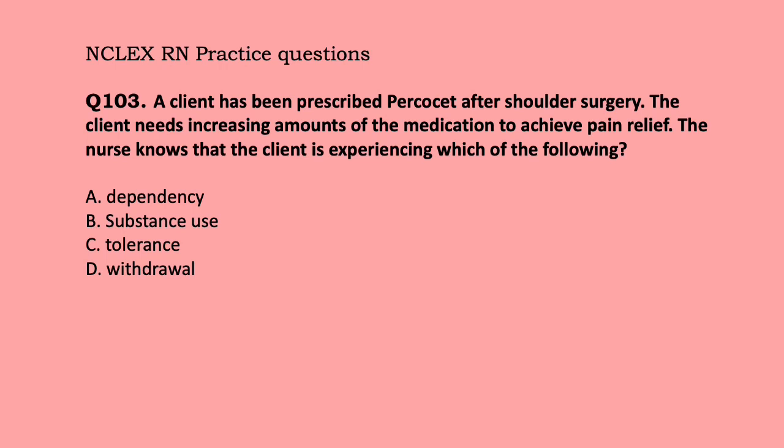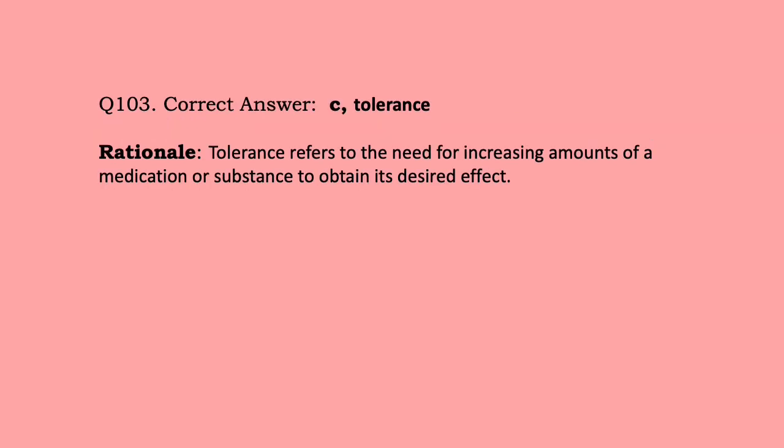NCLEX RN Practice Questions. Question 103. A client has been prescribed Percocet after shoulder surgery. The client needs increasing amounts of the medication to achieve pain relief. The nurse knows that the client is experiencing which of the following? A. Dependency. B. Substance use. C. Tolerance. D. Withdrawal. Correct answer, C. Tolerance. Rationale: tolerance refers to the need for increasing amounts of a medication or substance to obtain its desired effect.